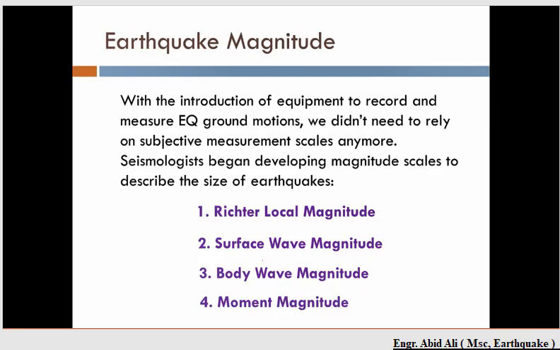Now there's lots of different magnitude scales. There's not just one magnitude scale, there's different magnitude scales. We are going to talk about these beginning with the Richter magnitude, or the local magnitude is a more accurate name, the surface wave magnitude, and then the body wave magnitude, and then finally we have the moment magnitude.